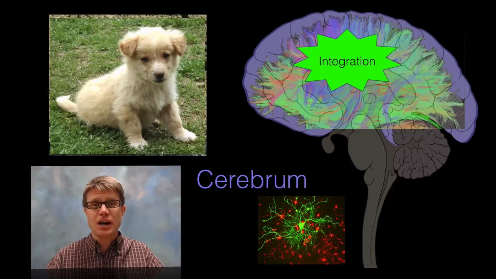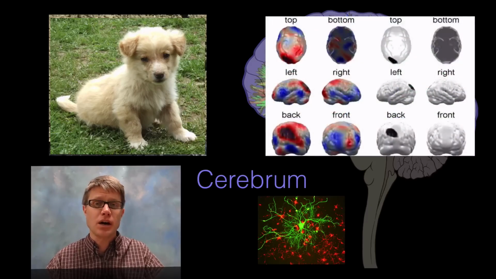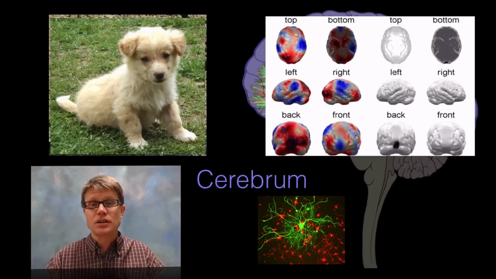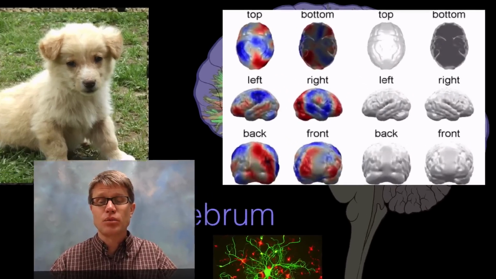And it used to be a black box. We didn't know really what was going on, but now we can use technology like a functional MRI, functional magnetic resonance imaging. And what we're looking at here is a brain in action.